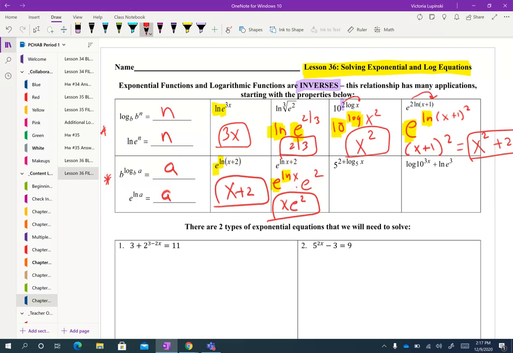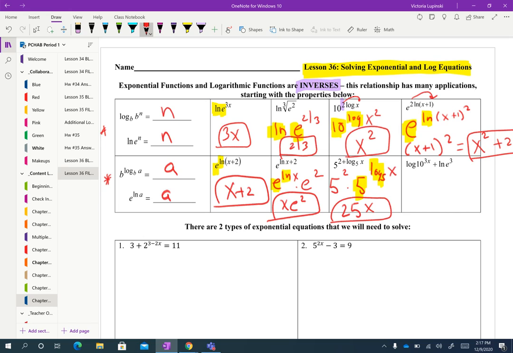A similar situation happens next. You can't pick and choose just the properties that you like, so you're going to have to first rewrite this as 5 squared times 5 to the log base 5 of x. 5 squared is, of course, 25. 5 raised to the log base 5 essentially cancels, which will leave you with just an x, which means your final answer would be 25x.